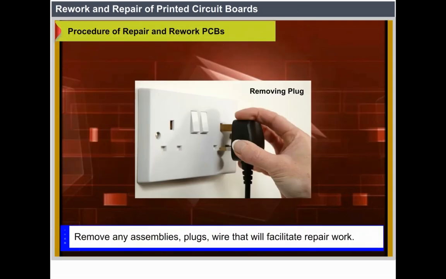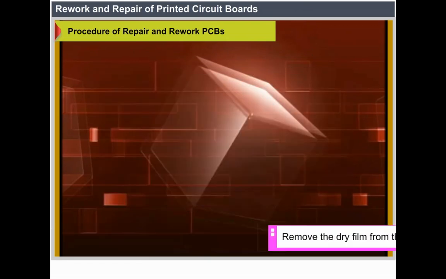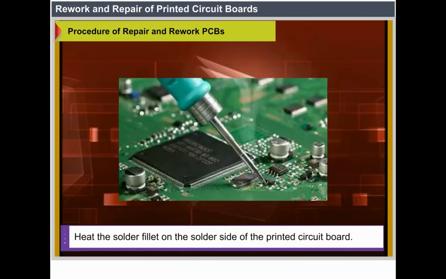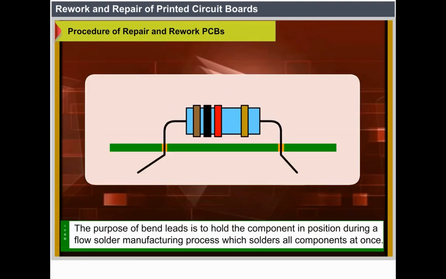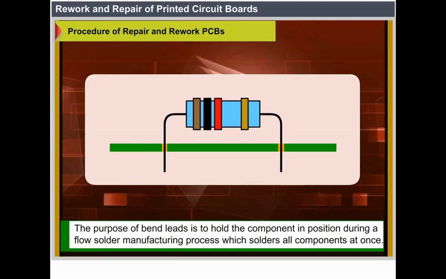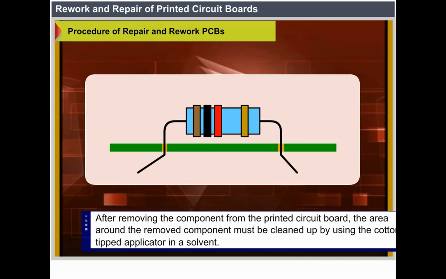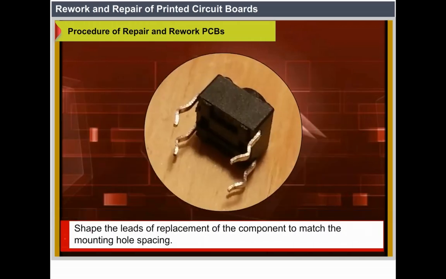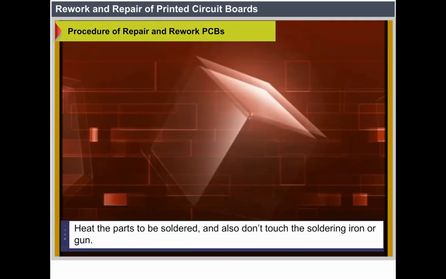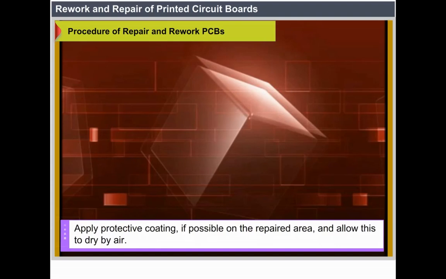Procedure of repair and rework of PCBs. Remove any assemblies, plugs, and wires that will facilitate repair work. Label the component to be removed. Observe carefully how the component has been placed before removing it. Be careful to handle the printed circuit boards by the edges only. Remove the dry film from the soldered joint point that is to be worked on.